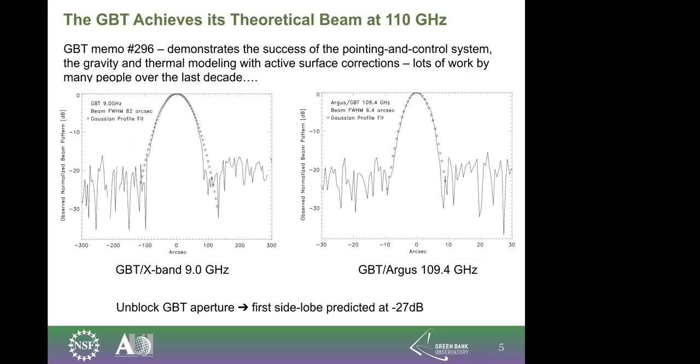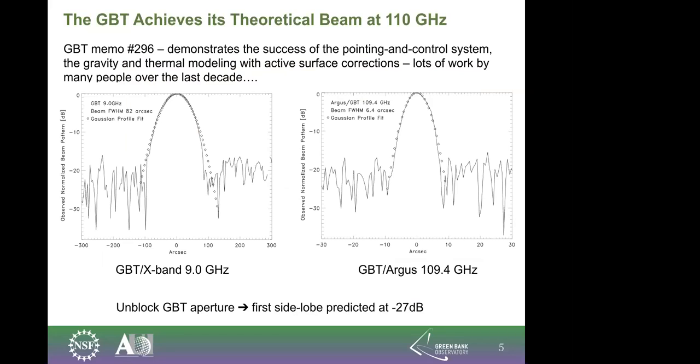Okay, so the GBT achieves its theoretical beam at 110 gigahertz. So 110 gigahertz, that's up towards using the Argus instrument, so about 3 millimeters. And so the figures shown here illustrate what the beam pattern is for the 9 gigahertz. So that's X band on the left and then Argus on the right.